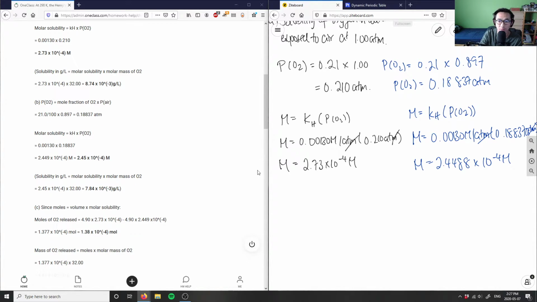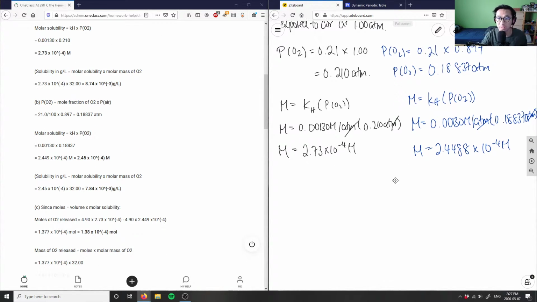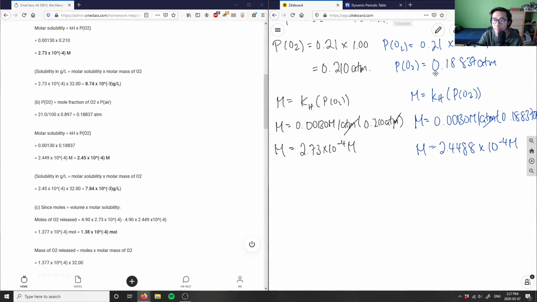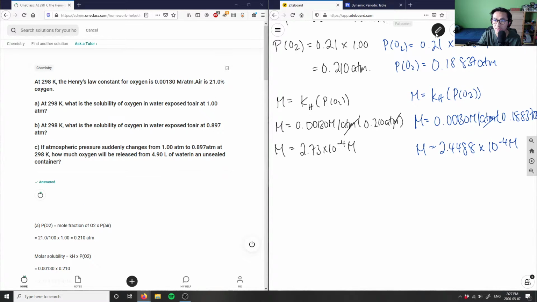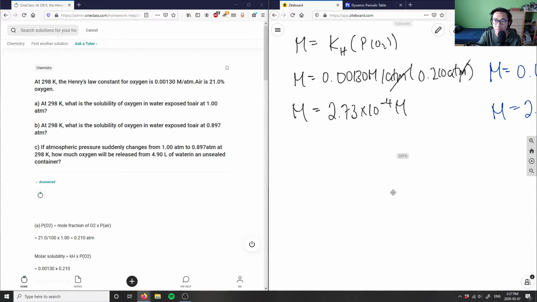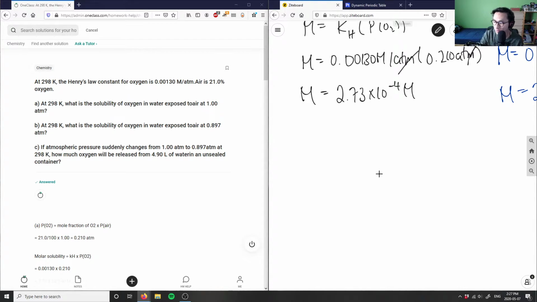Yeah, so I'm going to convert these molar solubilities. This one was at 1 ATM, and the blue one here is at 0.897 ATM. Let me just do this for you. I know that concentration equals moles over volume, so moles equals C times V.